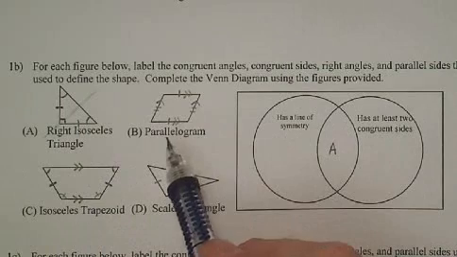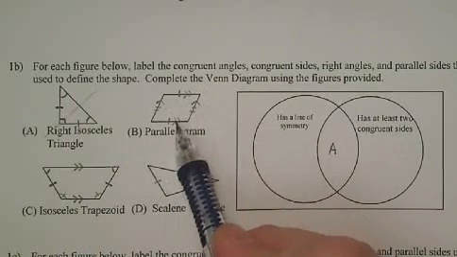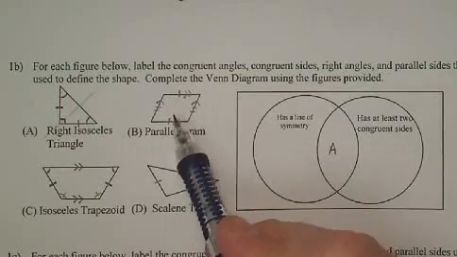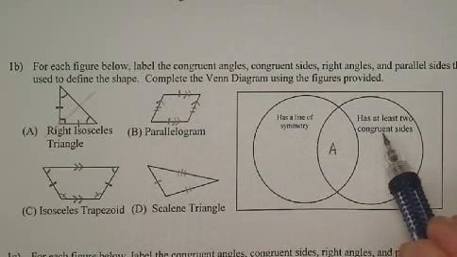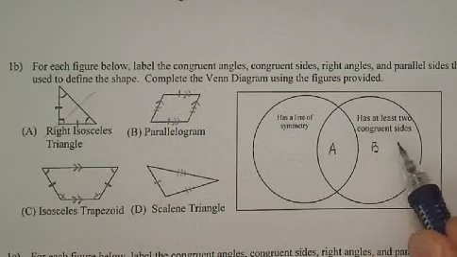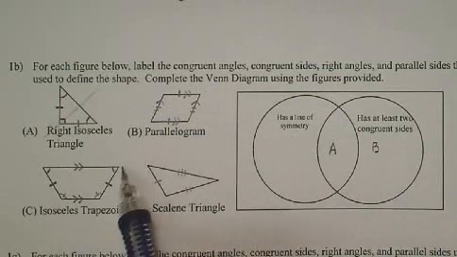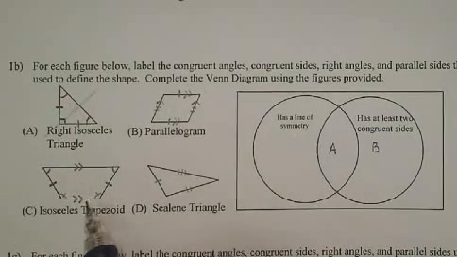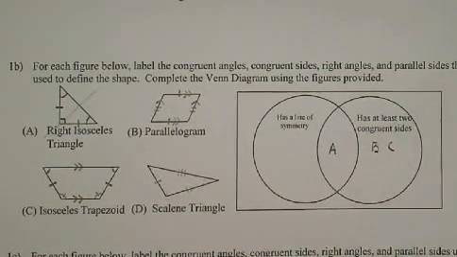Line of symmetry for a parallelogram, actually it doesn't. There's no way to draw a line and fold it across that line and have the shape overlap. So it does not have a line of symmetry, but it has two sides that are congruent. So we'll put the parallelogram over here. An isosceles trapezoid does not have a line of symmetry, but it does have two sides that are congruent, so we'll put that over here.